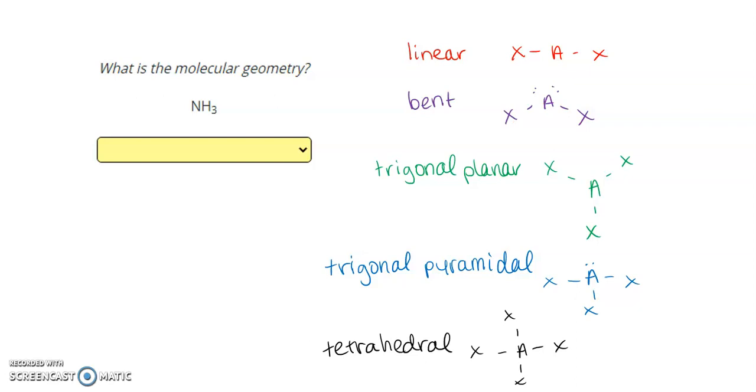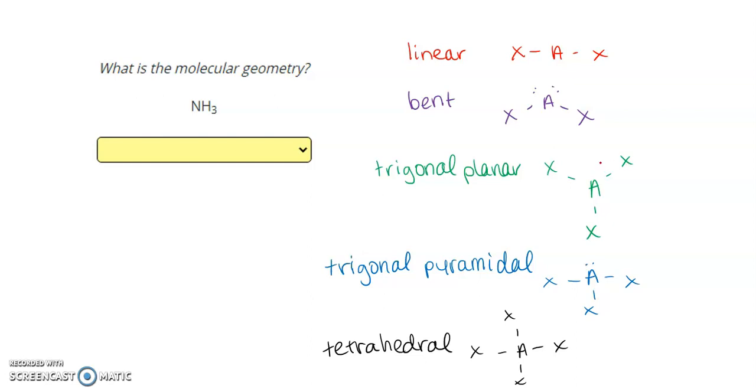If you have 3 things bonded to the central atom, you can have trigonal planar or trigonal pyramidal. So 1, 2, 3, 1, 2, 3. The difference is the unshared pair. This has no unshared pairs. This does have these electrons, an unshared pair right here.